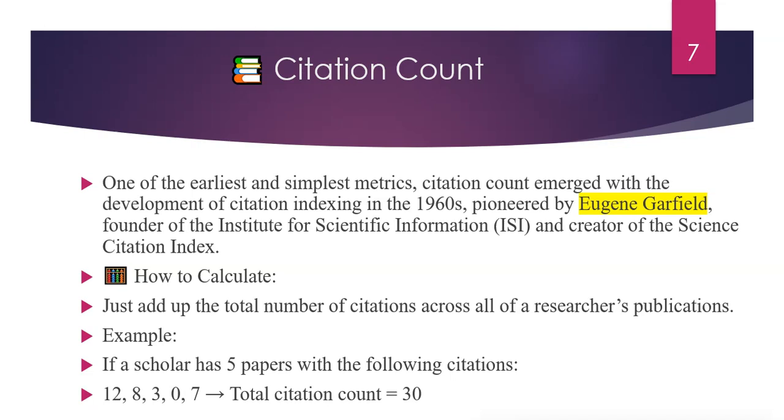So how to calculate it? Just add up the total number of citations across all of the research publications. For example, if a scholar has 5 papers with the following citations, to calculate citation count we just need to add them up, so the total citation count will be 13.